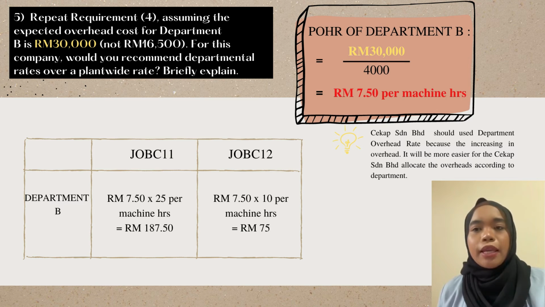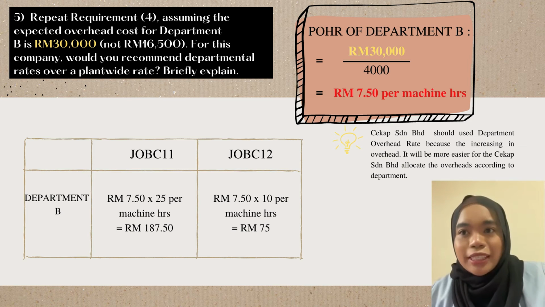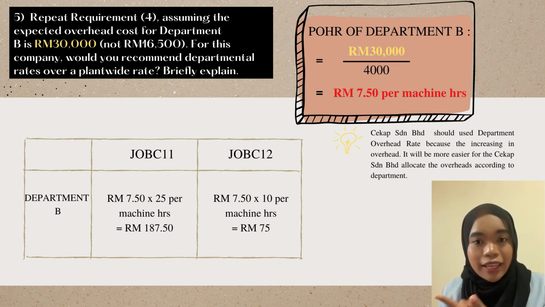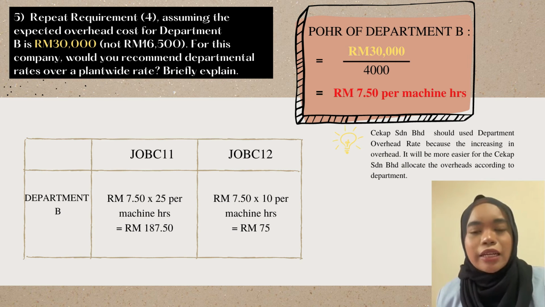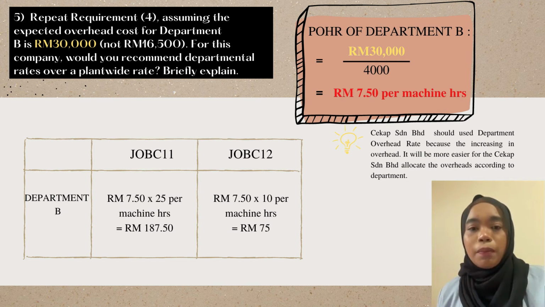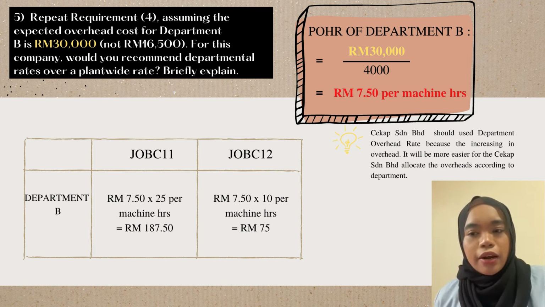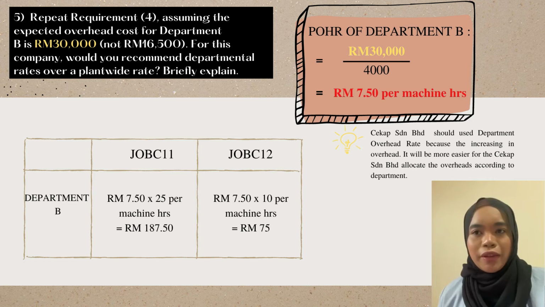So if Department B changes the overhead to RM30,000, it means that we need the new predetermined overhead rate of Department B, which, as we can see from this slide, the new POHR for Department B is RM7.50 per machine hour. So we can compute the new overhead cost assignment in job C11 and job C12, which is RM187.50 and also RM75.